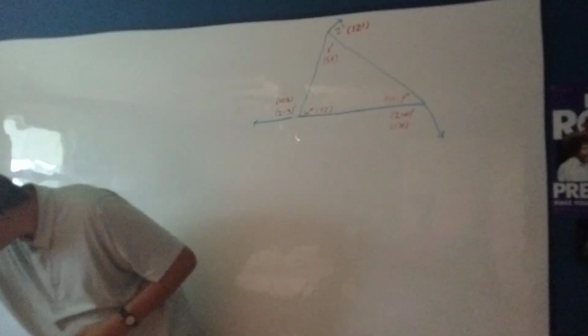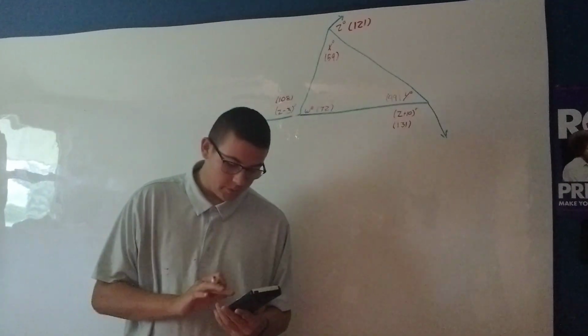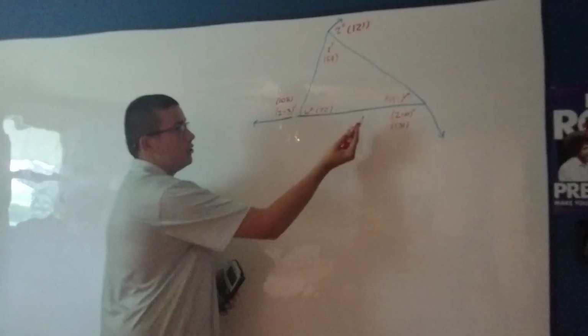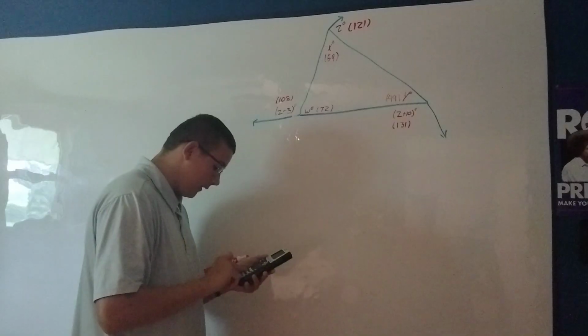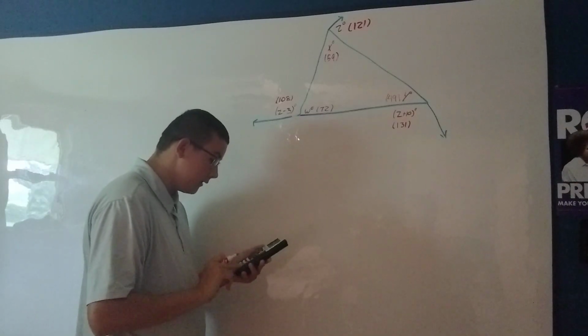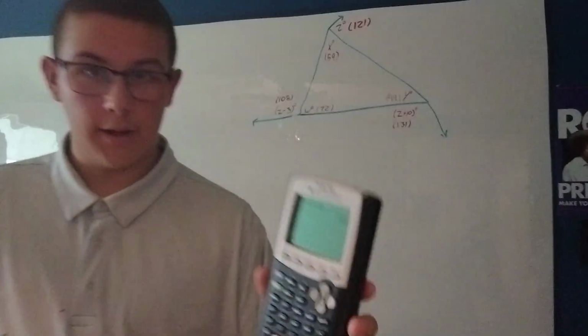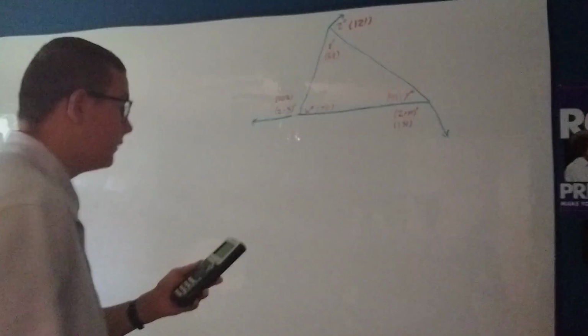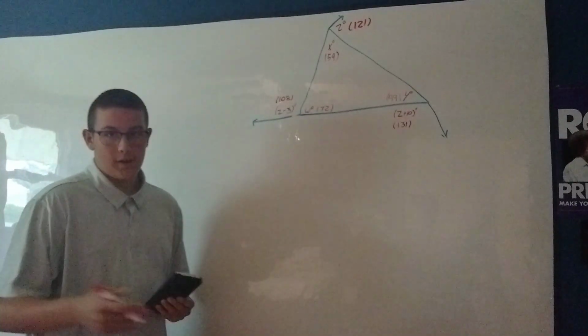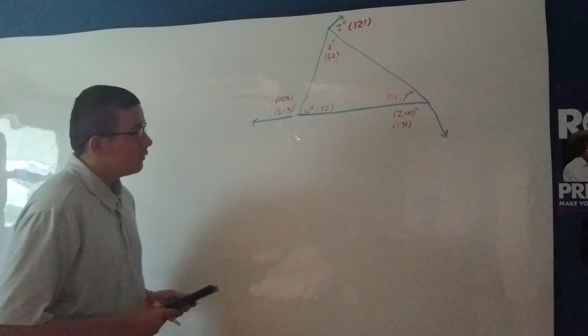And then from here, if we want to check the work, we can see, do I have my calculator up here? I do. We can do 72 plus 49 plus 59. And that equals 180. I don't know if the camera's going to focus on that. So that should be correct, because we know a triangle is equal to 180.